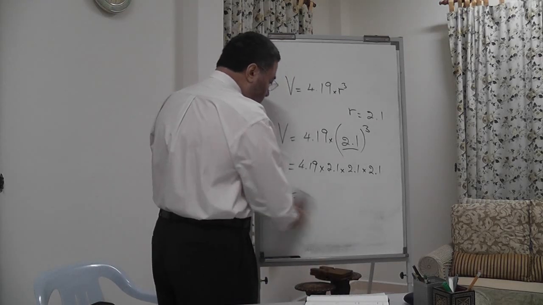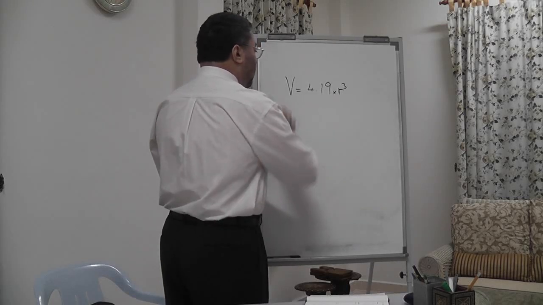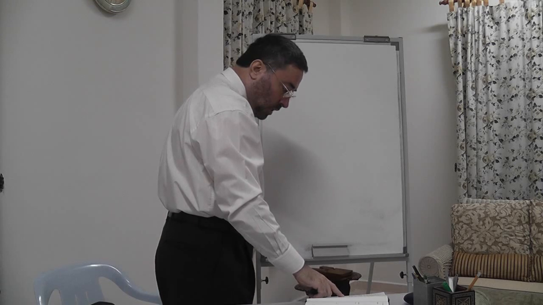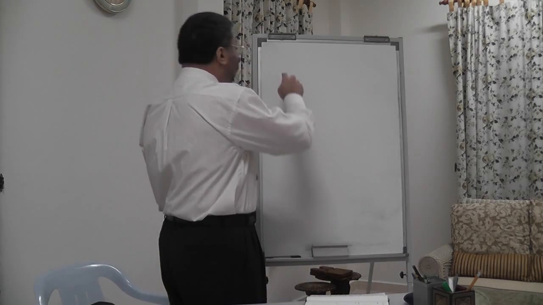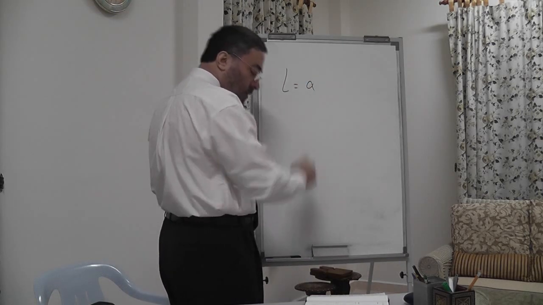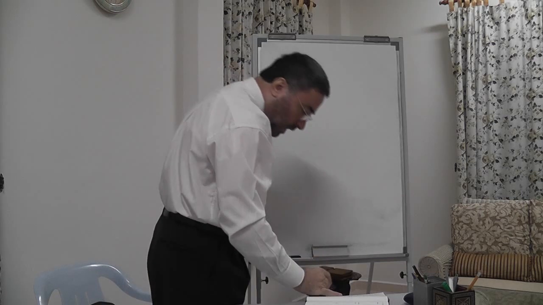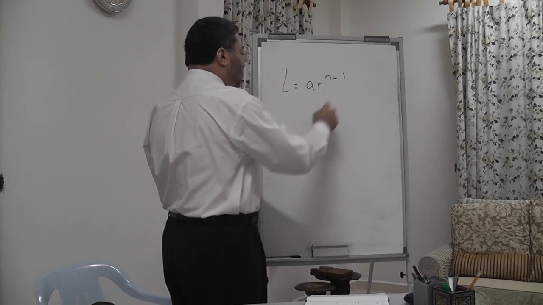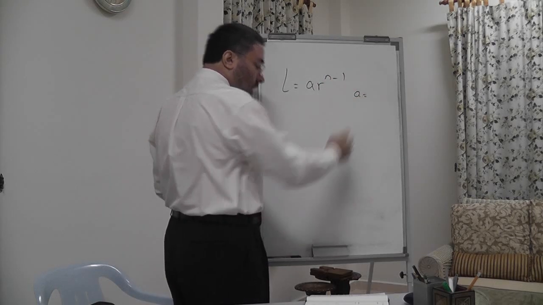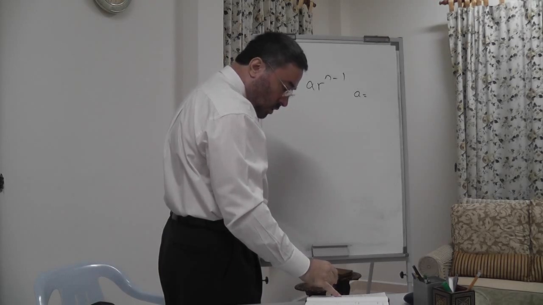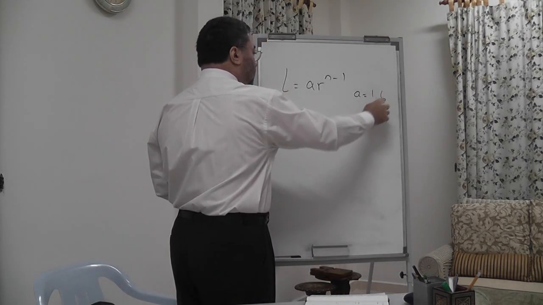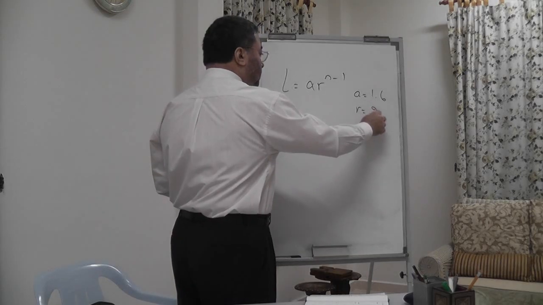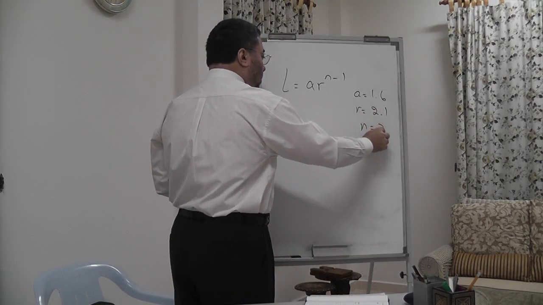Number 62, we have a different formula, and this one has 3 values. So L is equal to A multiplied by R raised to N minus 1. A in this case is equal to 1.6. R is equal to 2.1 and N is equal to 3.